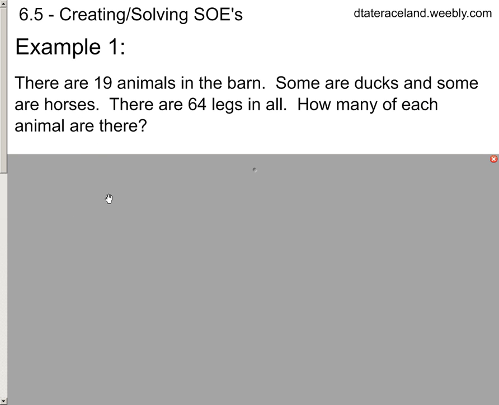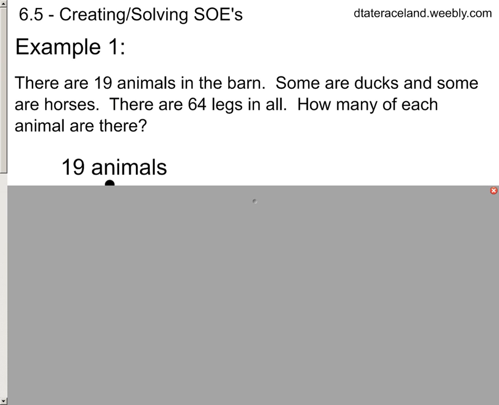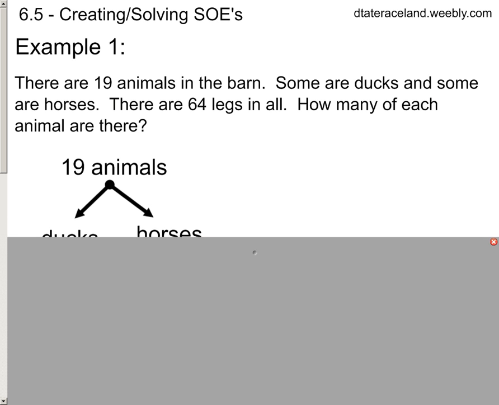When you start writing it on your paper, it's going to let your brain synthesize what's important, and it's going to let you write it down in ways where you're saying, well, this is related to that, so let me group these two things together. So let's go through and do that. There are 19 animals in the barn, so we'll write down 19 animals. Some are ducks and some are horses. So these 19 animals are made up of ducks and horses.